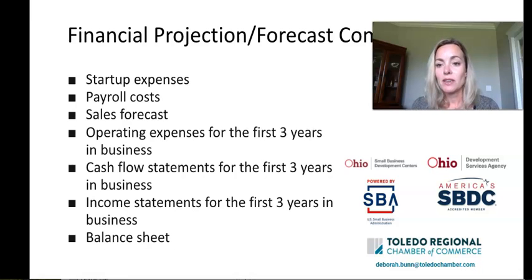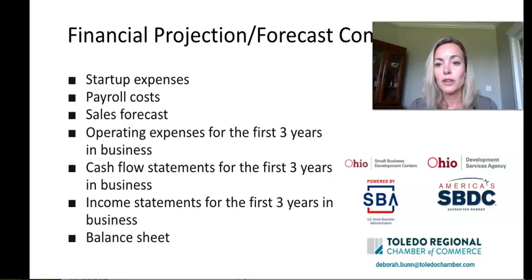That may be providing a lease for a building or your raw material input cost. So things like that, again, each line item that you pay on a monthly basis will be listed here.